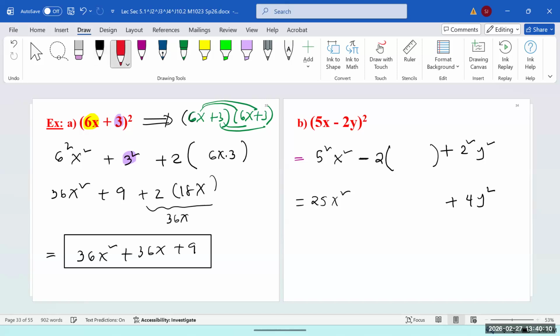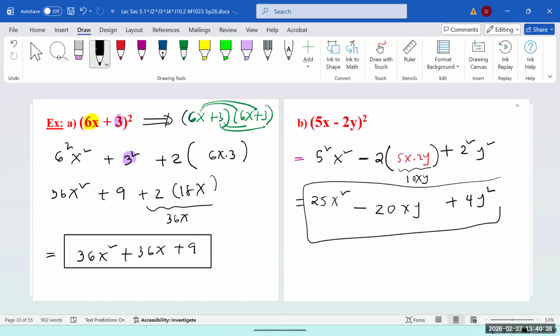You have 5x times 2y, and then you get 10xy. And then you multiply, negative 20xy. Why would it be negative 2 this time? That's the rule. 2 times their product. And that 2 will get the sign from the middle.